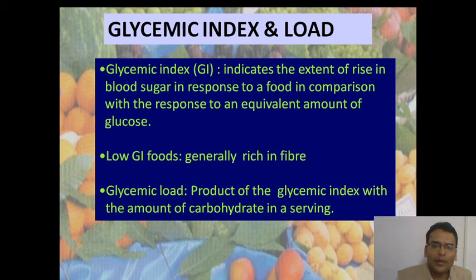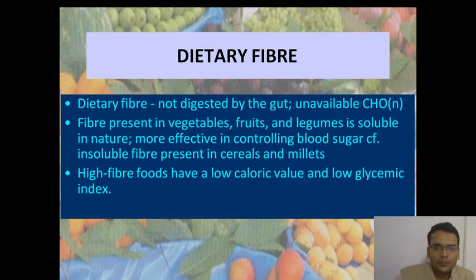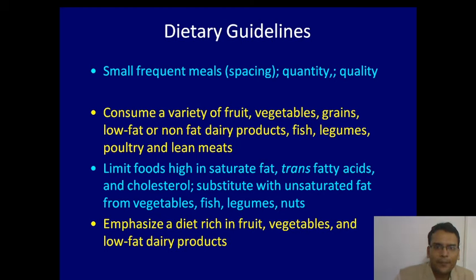Glycemic load is the product of glycemic index and the amount of carbohydrate in a serving, and it tells you about the total glycemic load of that particular meal. Dietary fibers, we know, are not digested by the gut, and they are unavailable polysaccharides. So dietary guidelines in persons with diabetes could be small frequent meals, which would indicate a 3+3 meal pattern, or 3 major and 3 minor meals.